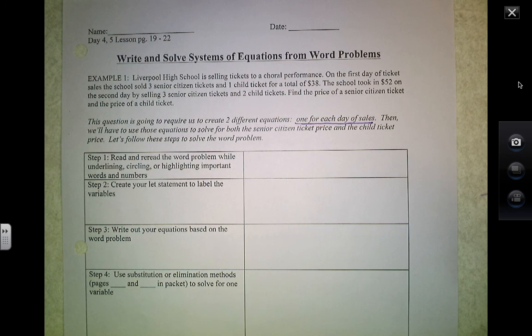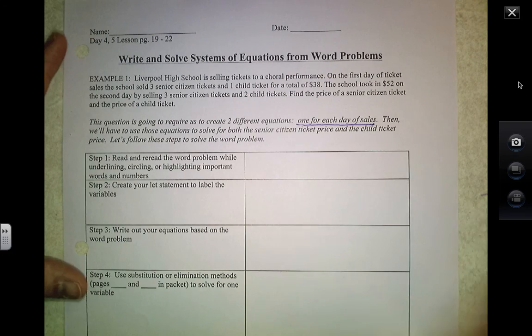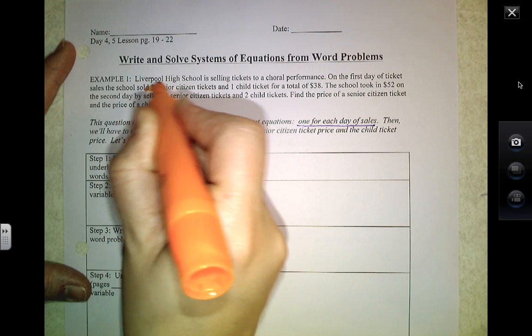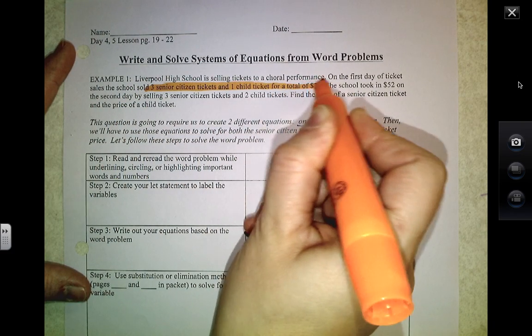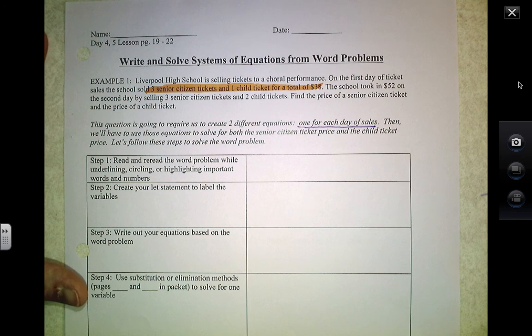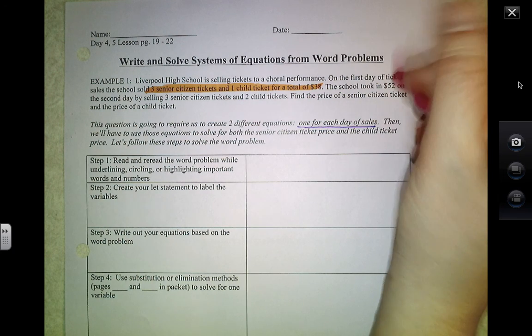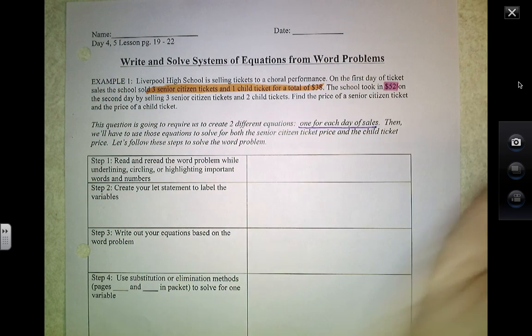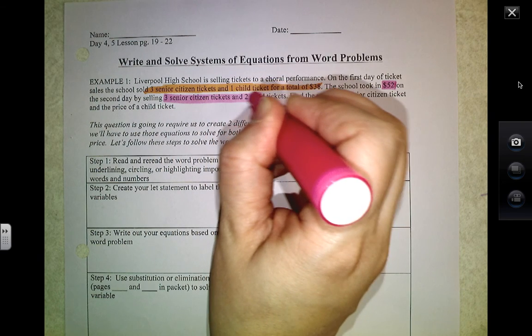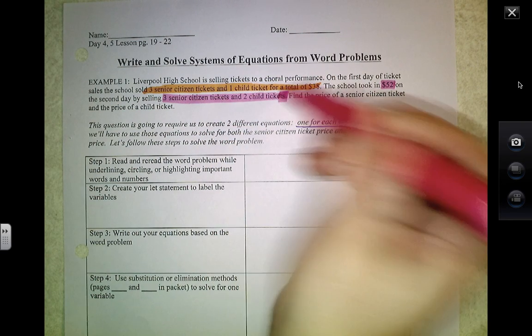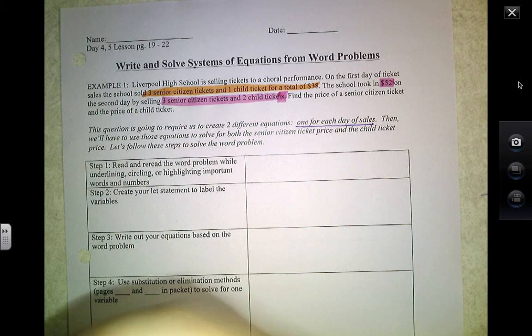So, Liverpool High School is selling tickets to a choral performance. On the first day of ticket sales, the school sold 3 senior citizen tickets and 1 child ticket for a total of $38. That sentence right there is going to give us the first equation for our system. Then it says the school took in $52 on the second day, so $52, by selling 3 senior citizen tickets and 2 child tickets. Notice I didn't highlight the unimportant words. I really only highlighted the important parts.